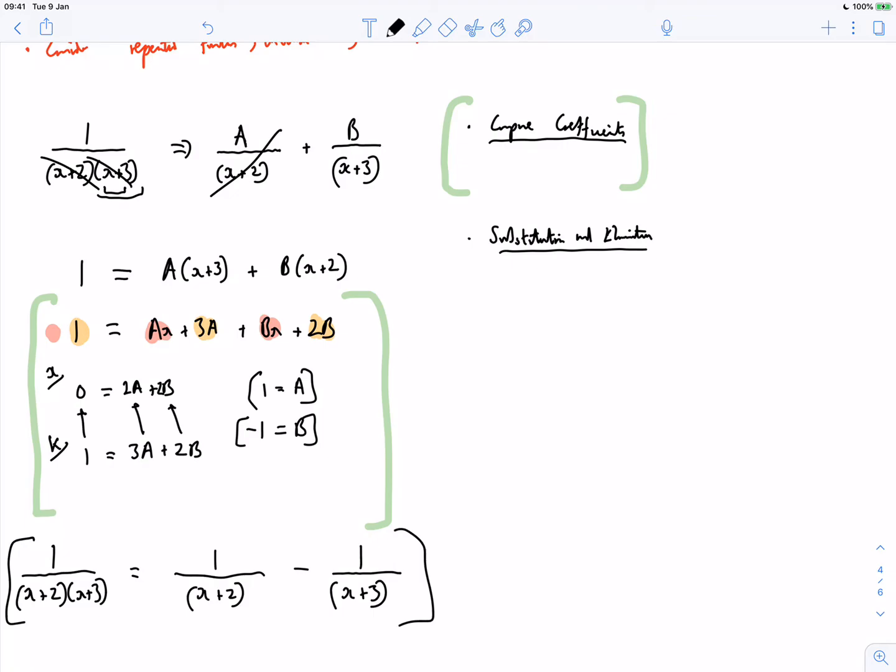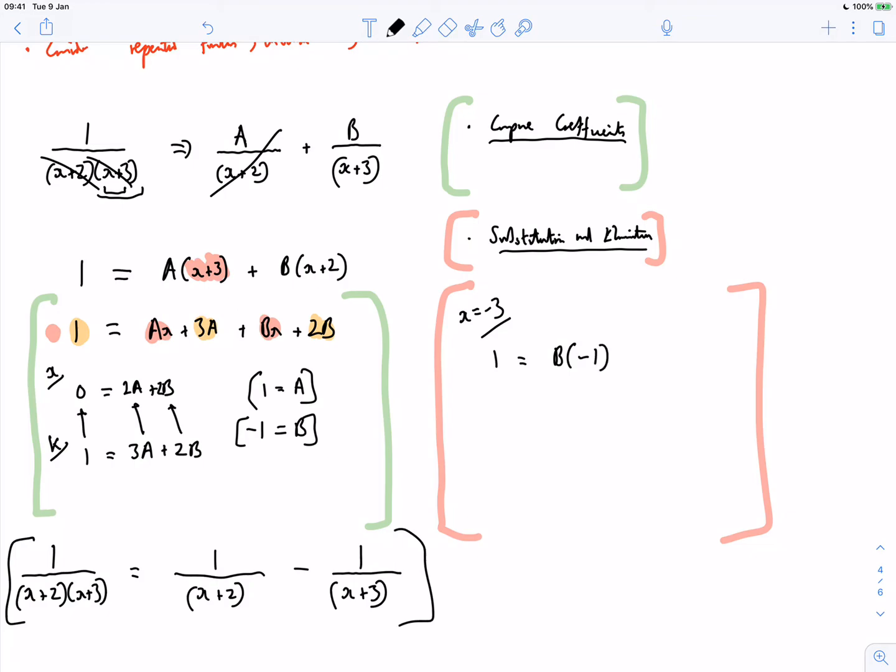Okay, let's suppose I want to do this by substitution and elimination. So if I look at the original thing, can I substitute in a particular value such that x plus 3 equals 0? Well, if x plus 3 equals 0, then x equals negative 3. So this becomes 1 on the left-hand side, because 1 is still 1, we've chosen x, so the a term disappears. And so now we're left with b lots of minus 3 plus 2, which is minus 1. So we've now got minus b equals 1, so b equals negative 1, which agrees with our comparing coefficients way.